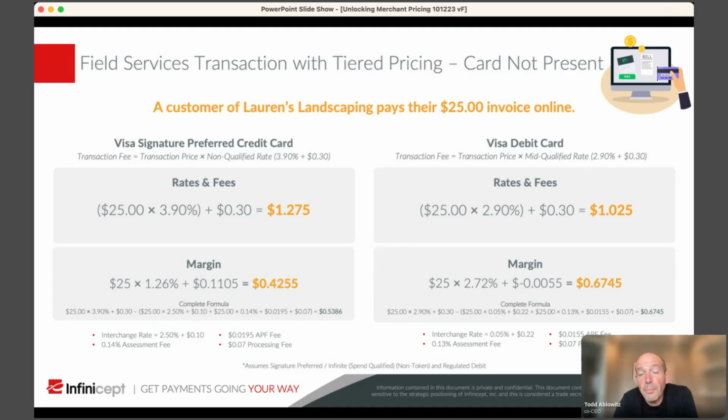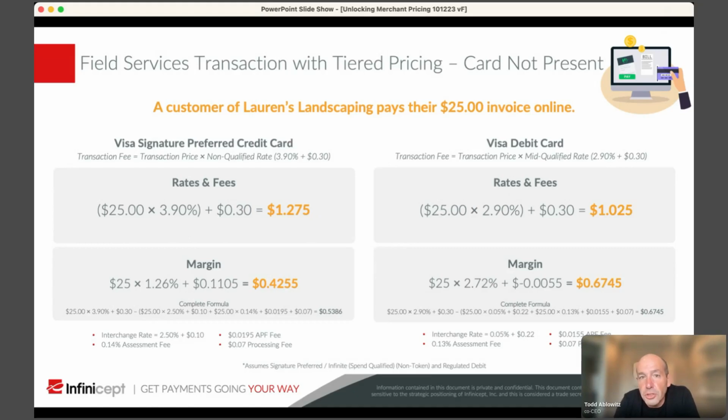Now you take a debit card, but card not present. Typically we see card not present, whether it's credit or debit, landing in a mid-qualified. And that's because the non-regulated debit cards are more expensive if they're card not present, even though the regulated debit cards are not more expensive. So take that $25 transaction, multiply it by the mid-qualified rate of 2.9%, add in 30 cents, and you get a little over $1.02. And again, those debit cards are higher margin in this scheme because the interchange is low and the price is higher.